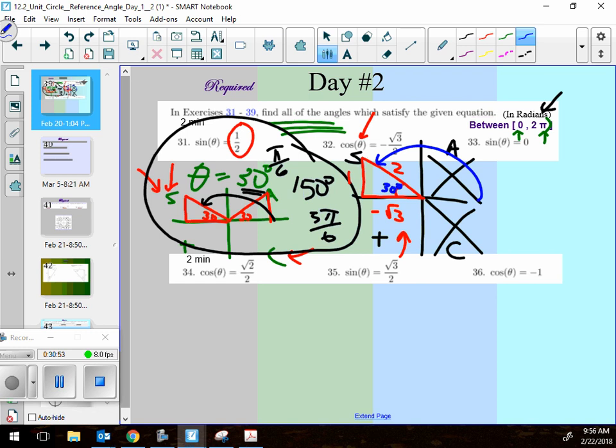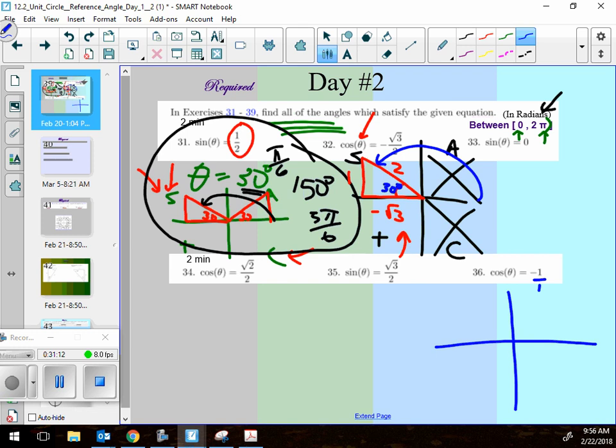All right. So we need to do some that are quadrantals also, like this. Cosine is -1. Remember, when they only give you one side, make it into two sides by putting it over 1.